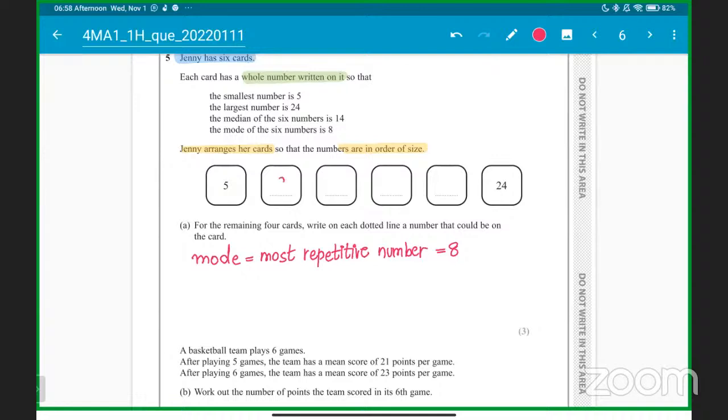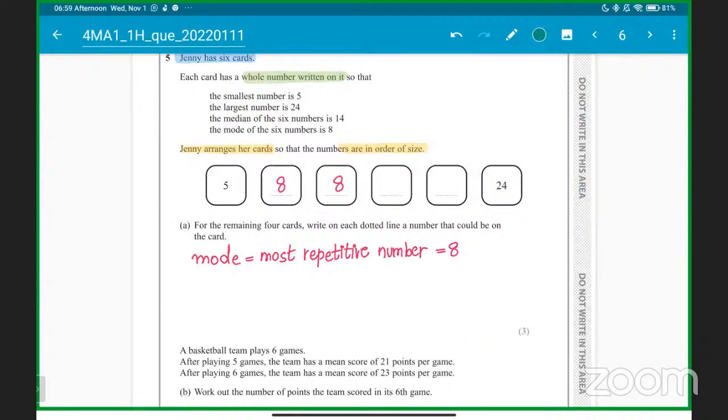And that is why the first 2 numbers will be 8 and 8, because 8 is the mode, which means that the most repetitive number is 8. So at least we need 2 eights. Okay, understood? Got this clear? Yes, sir.